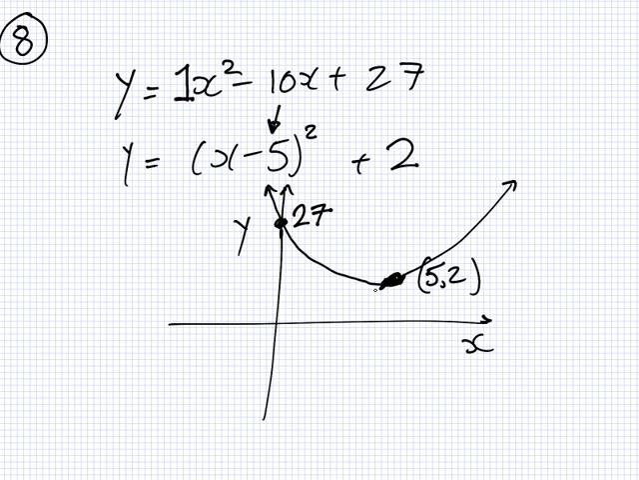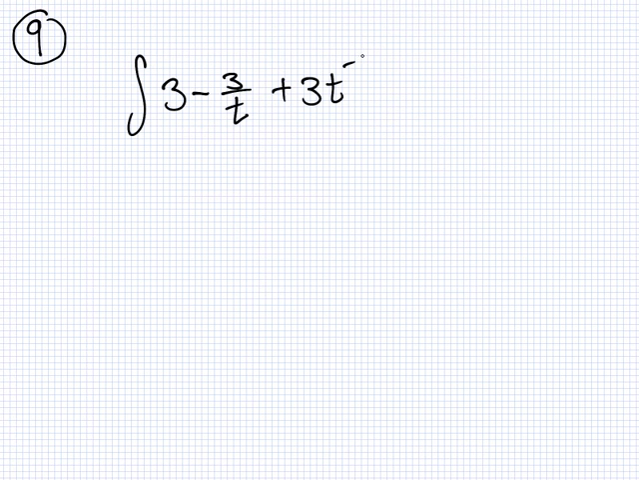Continue? Yep. 9. We want to integrate 3 minus 3 over t plus 3t minus 2 minus t squared over 3 dt.